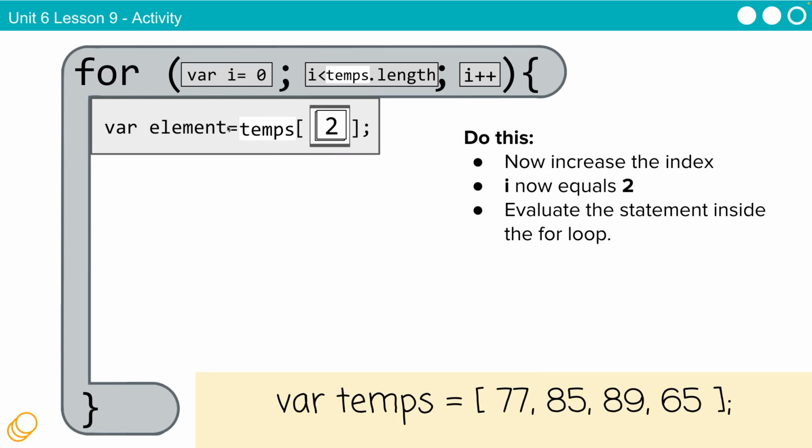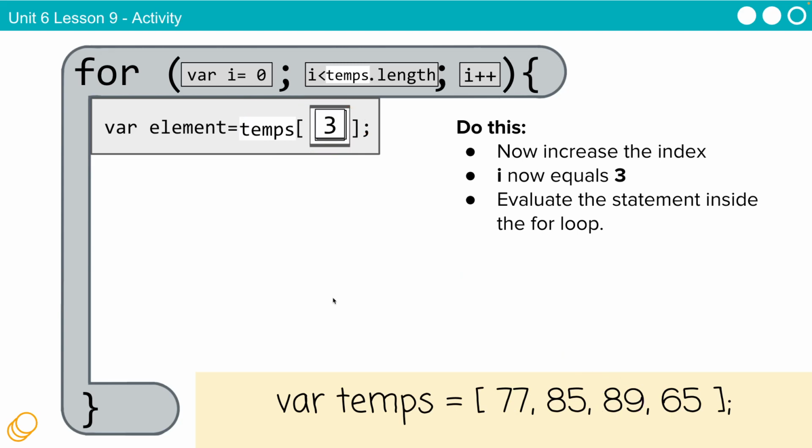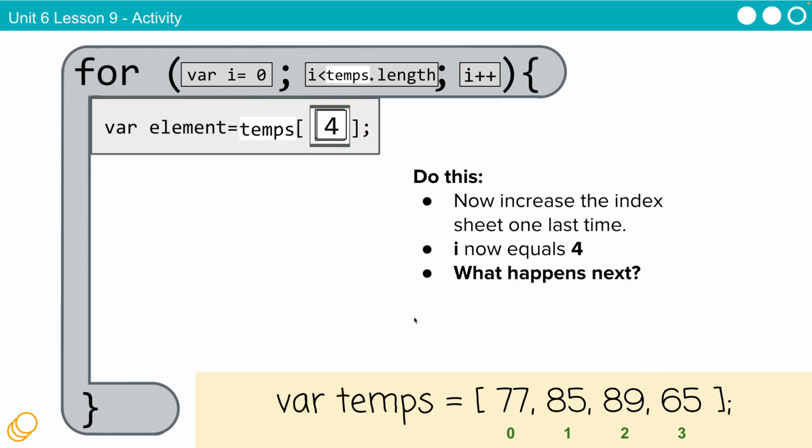Now here we are at 2. It's just going to keep going down that list all the way. So 0, 1, 2. We're now on 89. Next time it goes through, it's been incremented to 3. What happens here? We get the value of 65. And then it increments one more time.